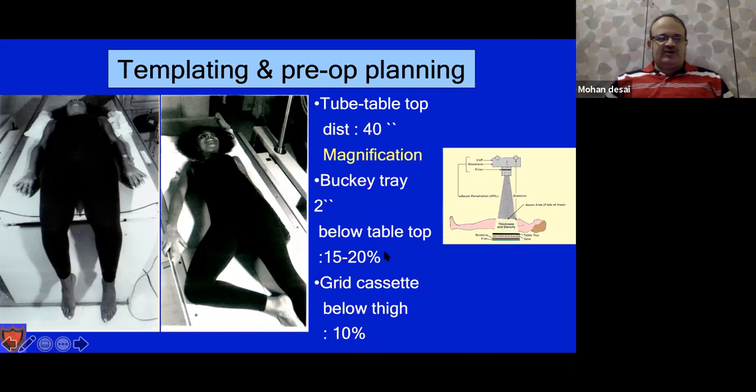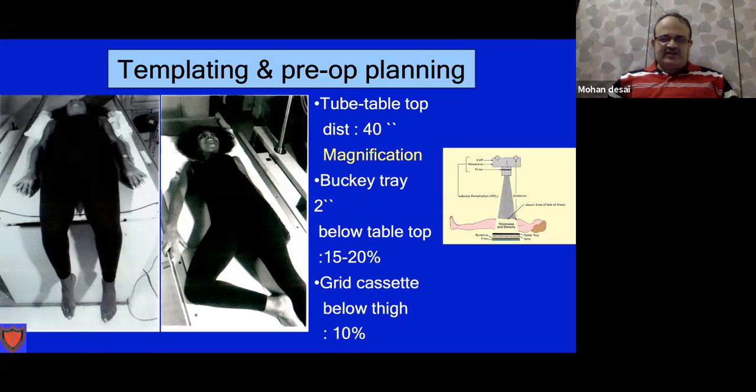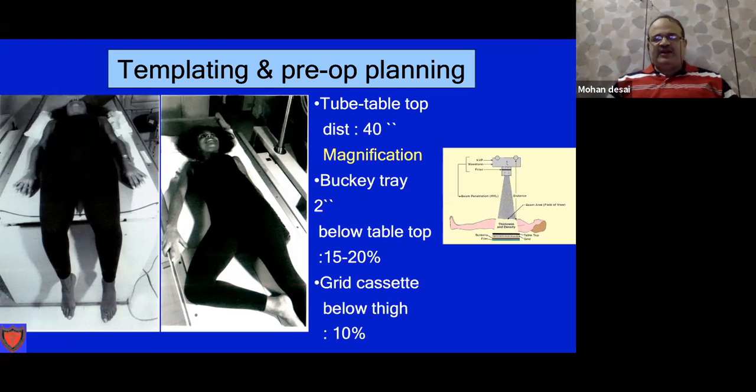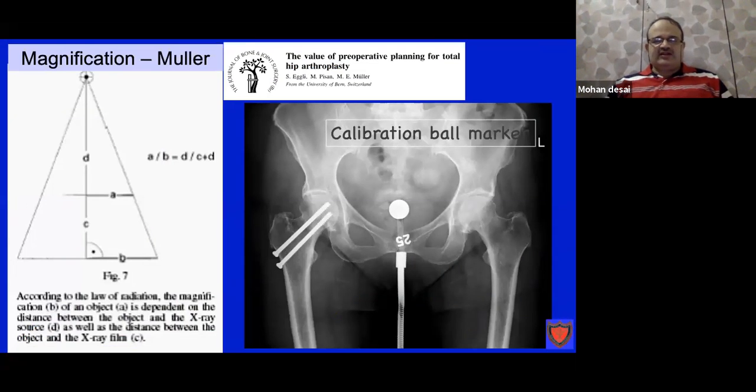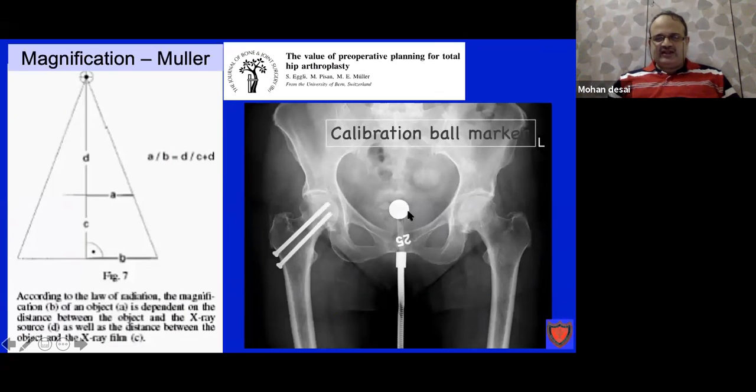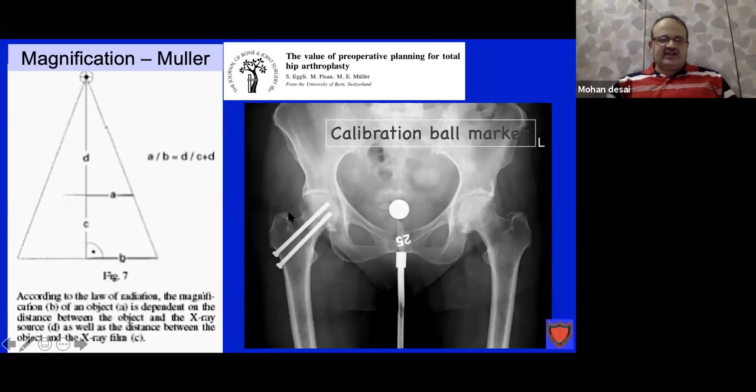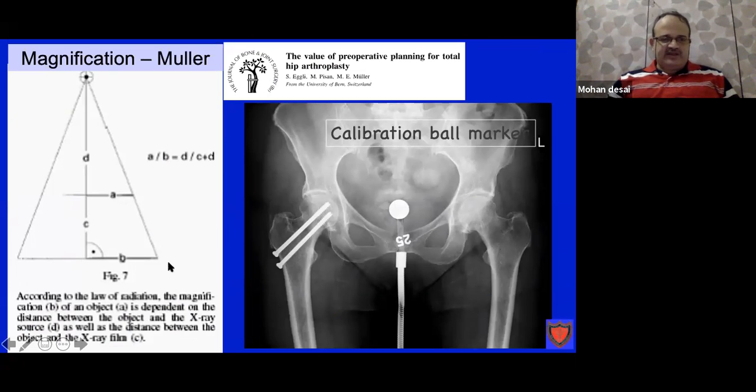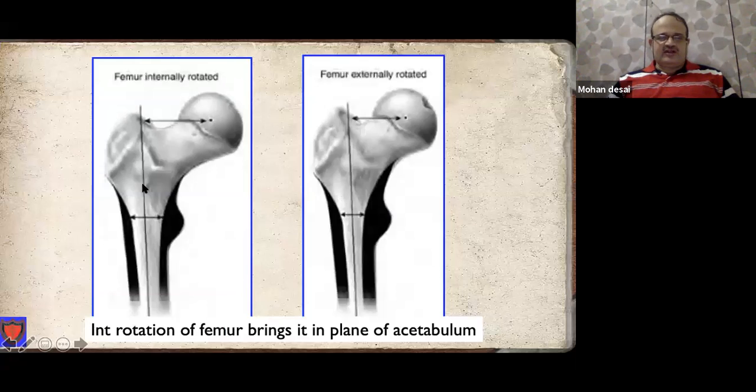So this you need to know, because the templates are available, usually in 1.5 to 1.2 times magnification. So if your magnification is wrong, your templating can go wrong. And there is Muller's formula. You can keep a calibration marker there, so you know how much magnification there is, and suppose A is the actual object and B is the cassette. So the magnification factor is A upon B, and it is decided by the distance of the film from the radiology source. That is D upon C plus D. So that's the formula, that's Muller's formula.